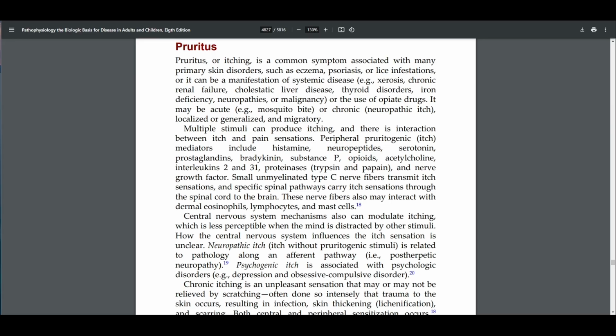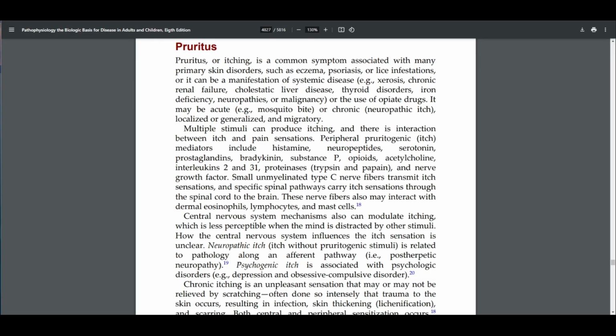Peripheral pruritogenic mediators include histamine, neuropeptides, serotonin, prostaglandins, bradykinin, substance P, opioids, acetylcholine, interleukin 2 and 31, proteinases, and nerve growth factor. Small, unmyelinated type C nerve fibers transmit itch sensations, and specific spinal pathways carry itch sensations through the spinal cord to the brain. These nerve fibers also may interact with the dermal eosinophils, lymphocytes, and mast cells.